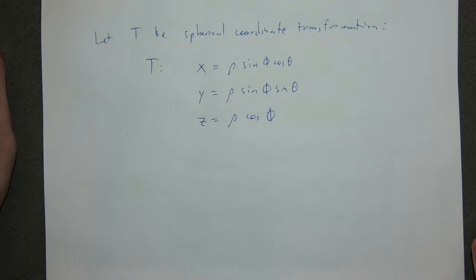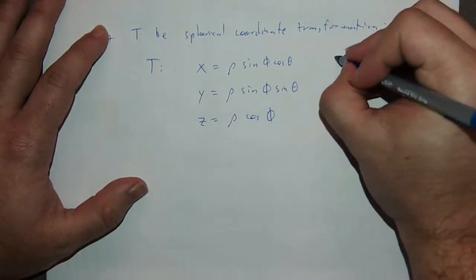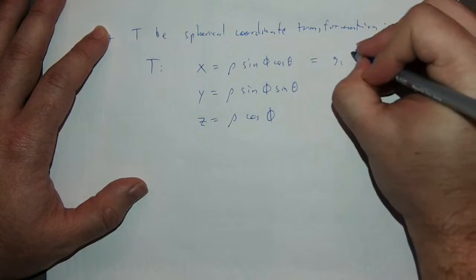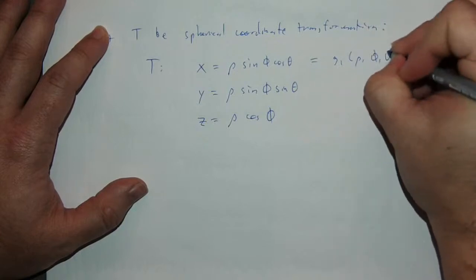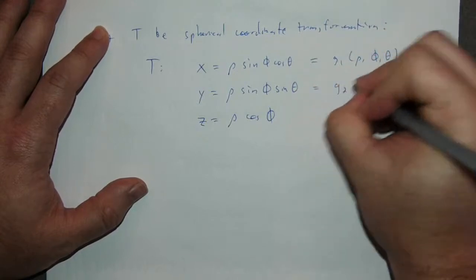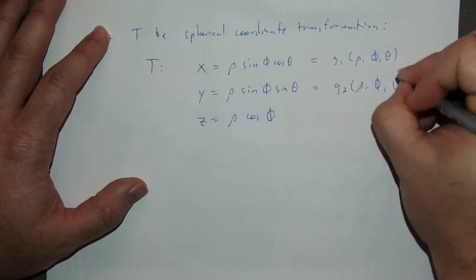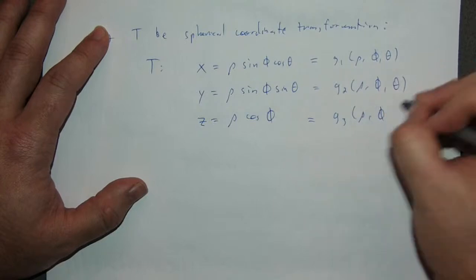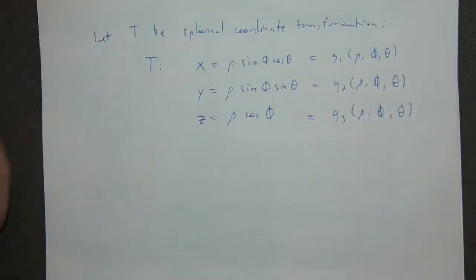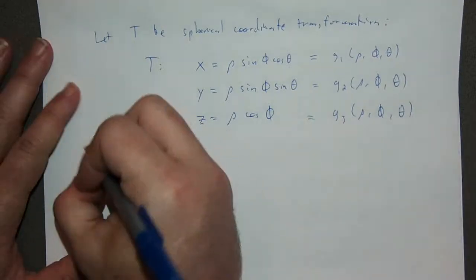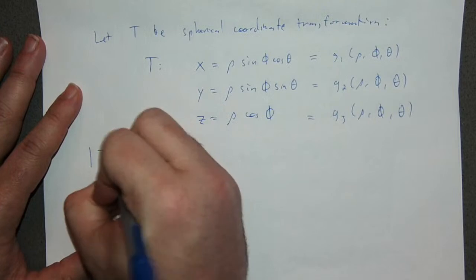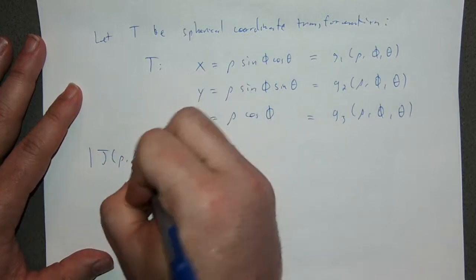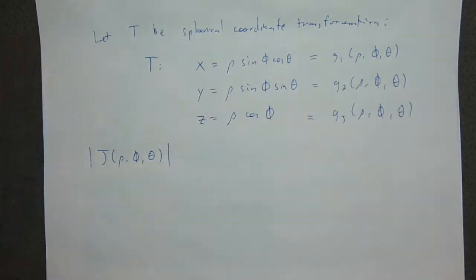Okay. So each of these are functions, right? So this would be my g sub 1 of rho phi theta. This would be my g sub 2 of rho phi theta, in that previous notation that I had on the last page. Okay. What is the absolute value of the Jacobian? What do you think that is? You already know.